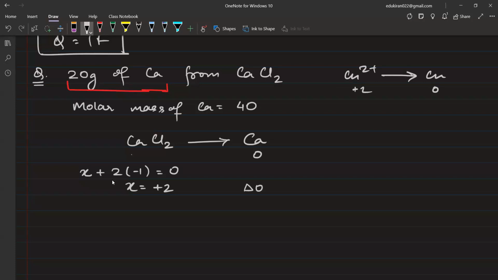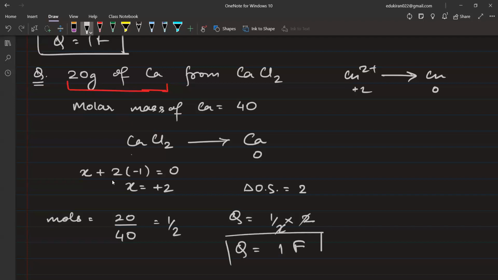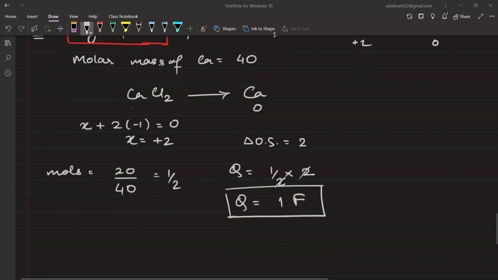So what is the delta OS? Delta OS is equal to 2. Yeah, very good. And moles is equal to what? The given mass, that is 20, divided by the molar mass, that is 40, equals 1/2. So Q will be equal to the number of moles, 1/2, into the change in oxidation state, 2, which equals 1 Faraday. Also remember, always put the unit. If you don't put the unit, half marks will be deducted in your board examination. Shavez, did you understand this one? Yes or no, please tell me. Yes, sir.